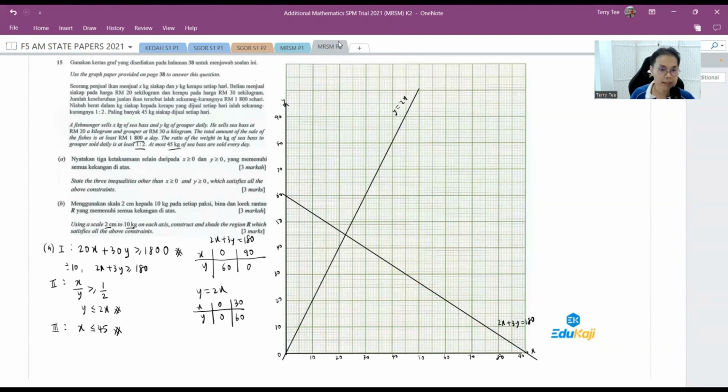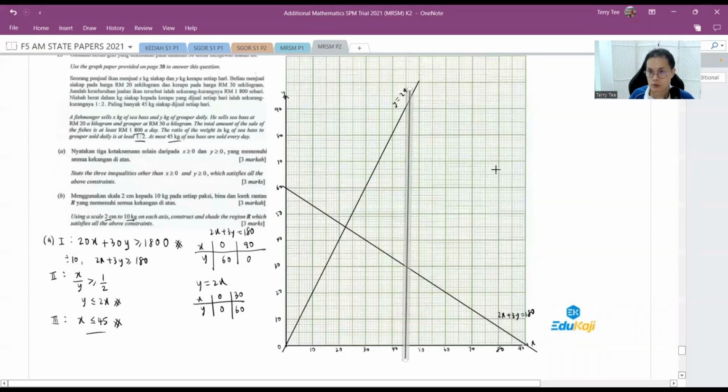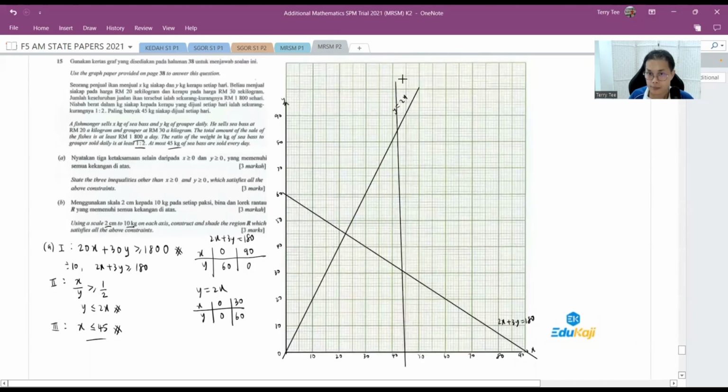Okay, the third line is x equals 45. x equals 45 is a vertical line. You don't need to draw table values. Just 45 is over here. So let me draw over here. Let me adjust the line a bit. Okay, looks okay. This is x equals 45.